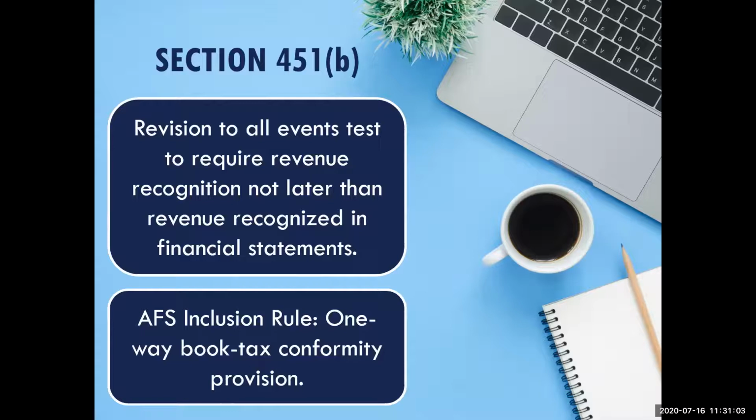And that third prong tells me I cannot recognize the revenue later for tax purposes than I am for financial reporting purposes. So in other words, if I'm going to accelerate the revenue and get the benefit of that on my financial statements, the IRS also is going to be able to tax that revenue in that same period. This is sometimes referred to as the AFS inclusion rule. In other words, it's a one-way book tax conformity. I can be forced to accelerate my taxable income to match book, but I do not have a right to defer my tax income just because I'm doing so for book purposes. So effectively, like I said, this is a one-way street, all in favor of the IRS.